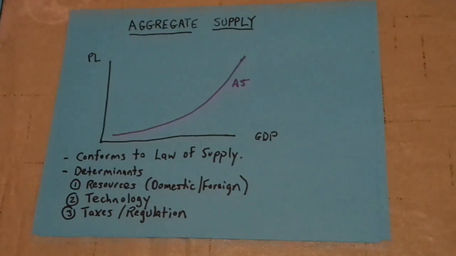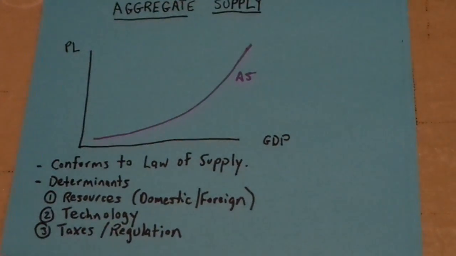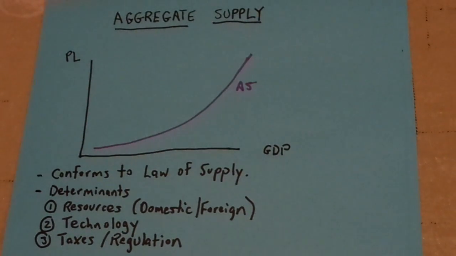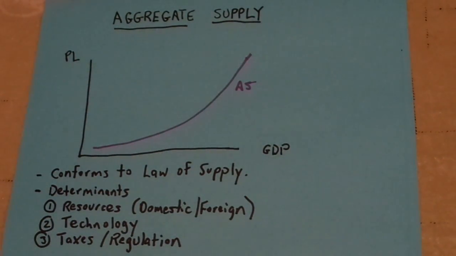Well, remember that we also considered aggregate supply. So we're considering here what the firms and businesses do and what motivates them to supply. So this curve conforms to the law of supply, and it slopes upward. So as price level rises, suppliers are willing to supply more. As price level falls, suppliers are willing to supply less.